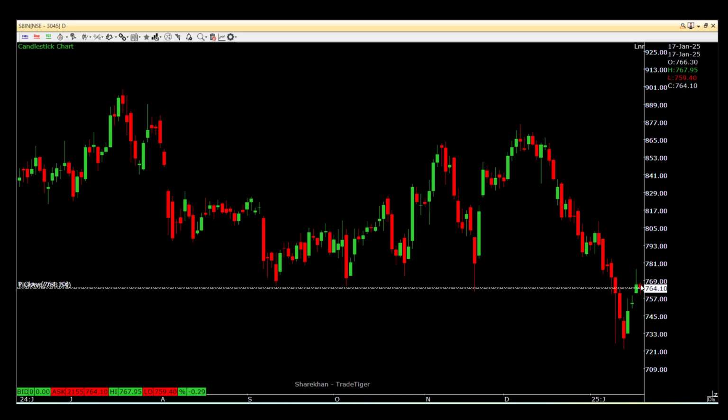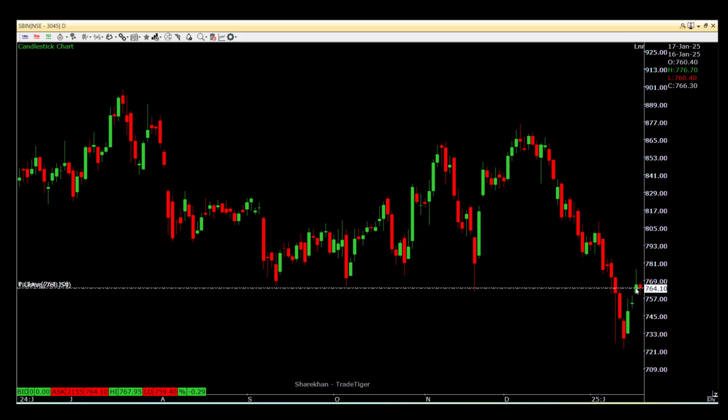Then after opening, it made a high of 767.95. Then prices came down to 759.40, and that has been indicated by L, meaning low. And then C is the closing price, that's 764.10. So on the whole day, State Bank of India did that. If you want to know what happened on Thursday, Thursday was 16 January.